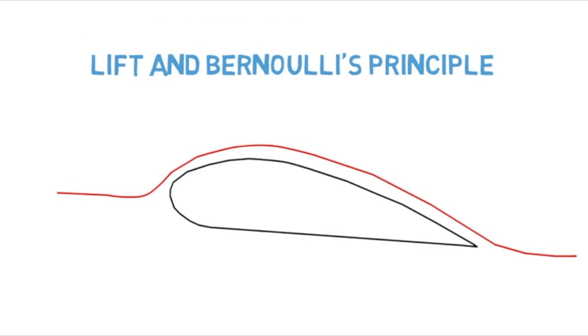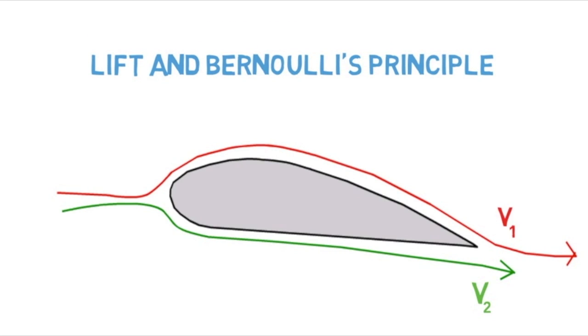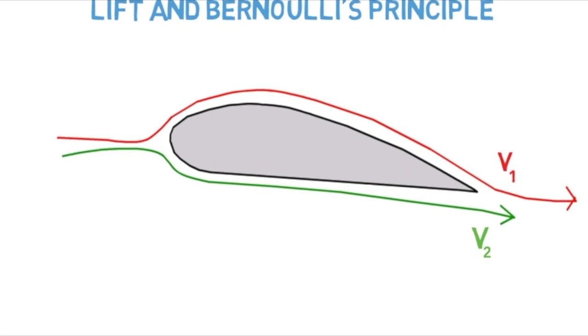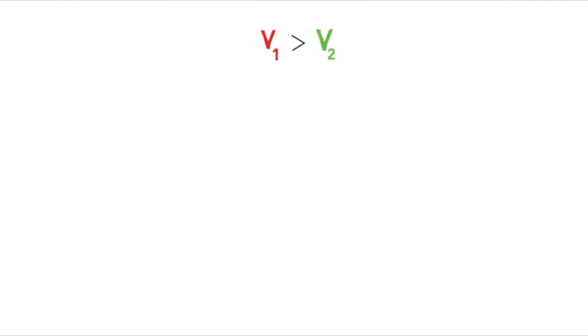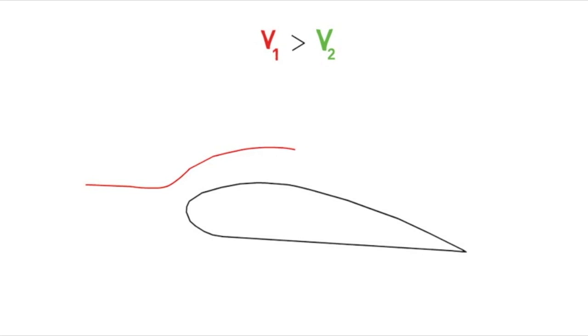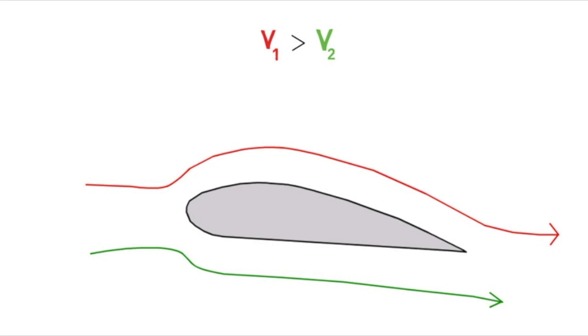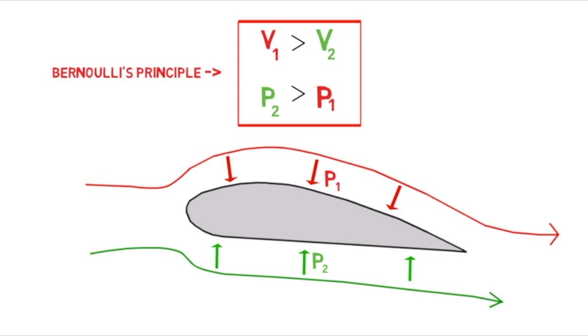So let's say you have a wing and the air is hitting the wing and moves above and below the wing. The general idea is that the air above the wing moves faster, and because the air moves faster, lift is generated, and the lift is caused by the air pressure below the wing, which is bigger than the pressure above the wing. This is the standard explanation for lift and Bernoulli's principle.